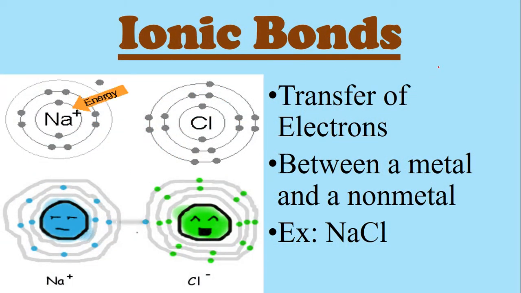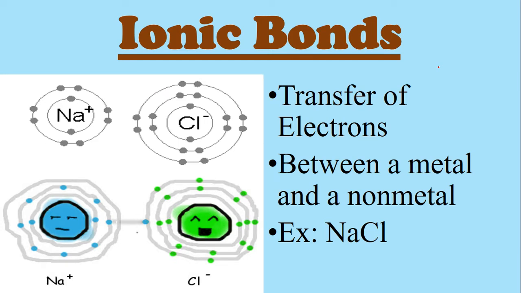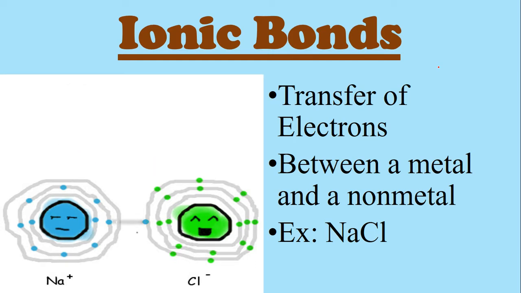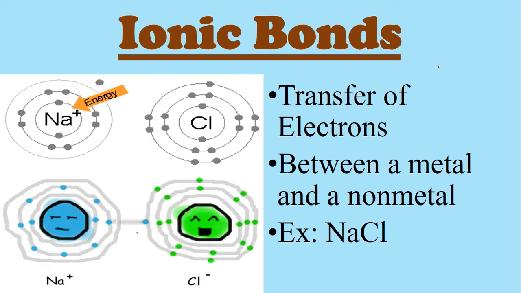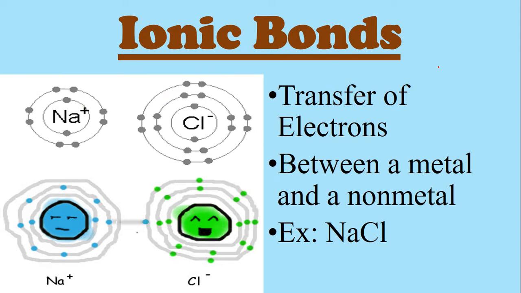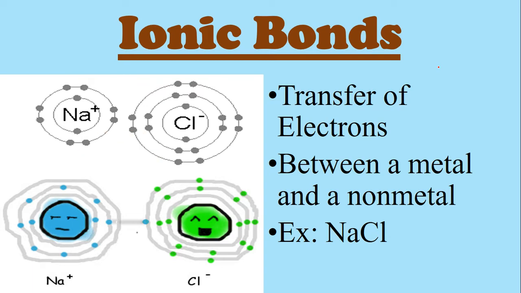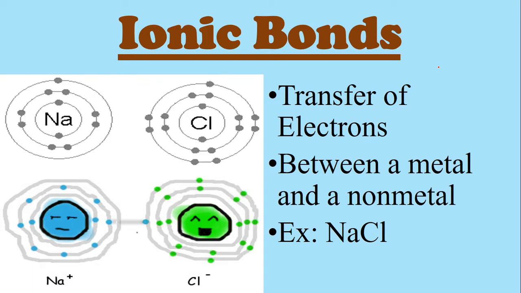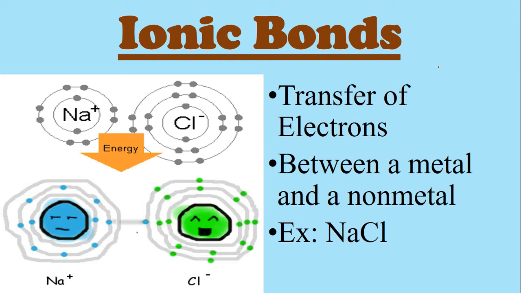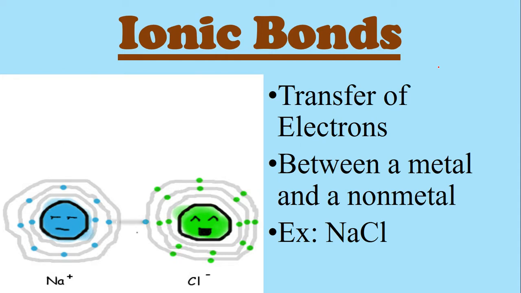All right, ionic bonds. What happens here, first off, is there's a transfer of an electron so that one becomes positive and one becomes negative. And that's the force that holds them together because opposite charges attract. This is usually between a metal and a non-metal. There has to be one metal and one non-metal. Remember the stair-step line. The metalloids, you have to have one from the left and one from the right.